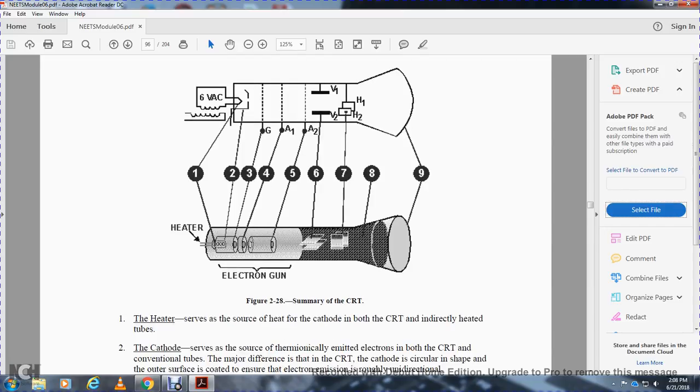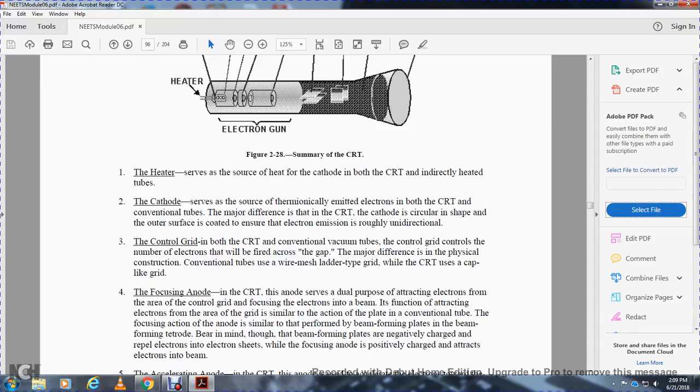Summary of the cathode ray tube. The figure shows 600 volts AC, 6 volts AC, grid 2, heaters 1 and 2, amplifiers, voltage plates, vertical deflection plates 1 and 2, and horizontal deflection plates. The first element is the heater, the source of heat for the cathode. The cathode is indirectly heated, as in a conventional tube, and is the source of thermally emitted electrons. The most different element from a conventional tube is the circular shape of the outer cathode, which ensures electron emission that is roughly directional.